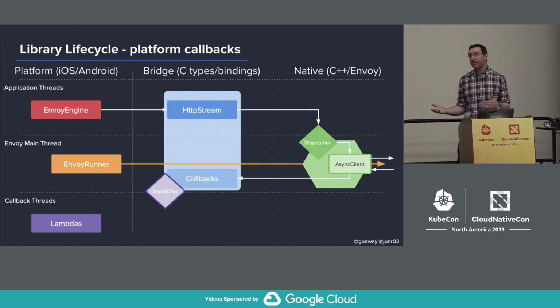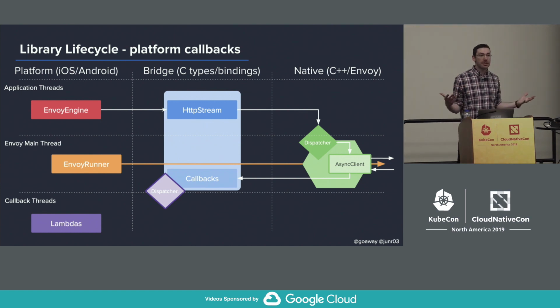We also don't want platform code actually blocking Envoy's main thread, since it does have important work to do when it wakes up. So we also need to get things on the callback threads. We achieve this by means of dispatchers that are provided by the platform and unique to the platform. So on iOS, we are talking about Grand Central Dispatch and dispatch queues. On Android, we're talking about executors and runnables.